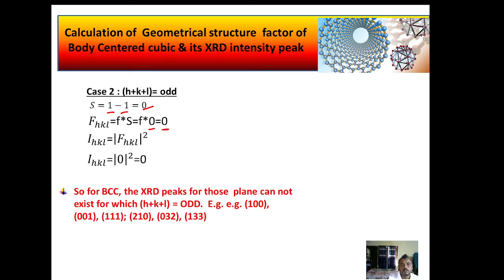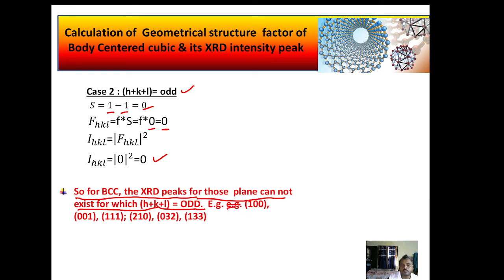That means for all the planes whose h plus k plus l is equal to odd, the f is 0, that means your XRD peak intensity is 0. So that has been mentioned here in the red letter. You can see for the BCC, the XRD peaks for those planes cannot exist for which h plus k plus l is equal to odd.